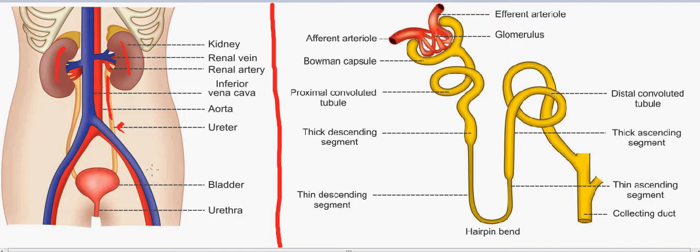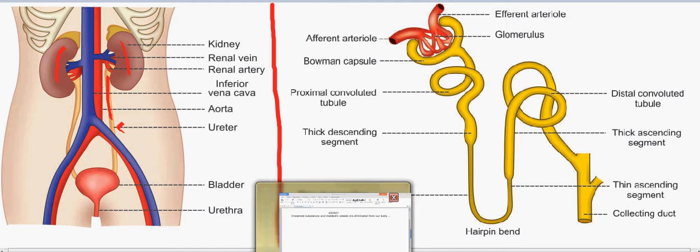So the four major parts of the excretory system, while focusing on the kidney, are a pair of kidneys, followed by the ureter, which leads to the urinary bladder, and from there the excretion of urine through the urethra. So this is a little bit about the anatomy of the kidney.